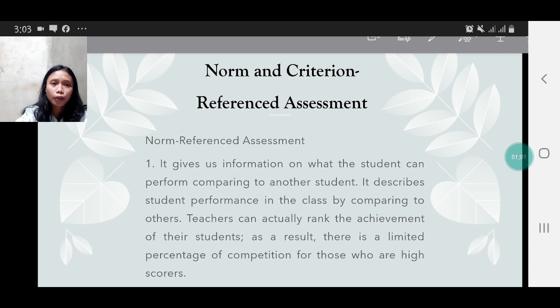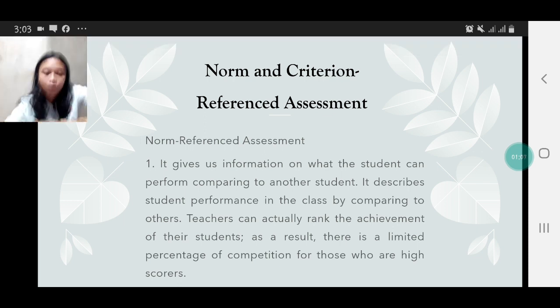So when we talk about norm reference assessment, it is useful for identifying high and low performers within a large group or in the class. So the scores are given as a rank. Let us take note, the rank based on other students.